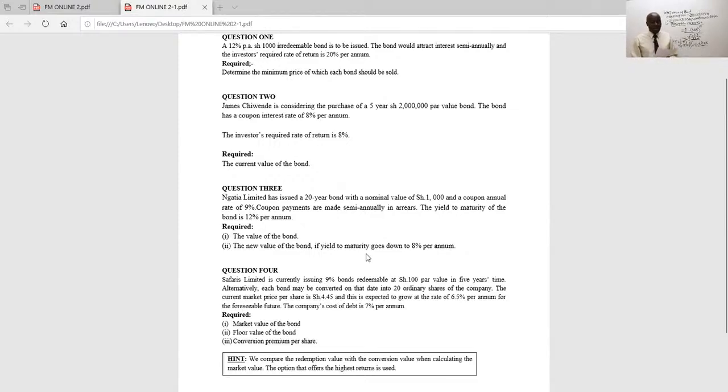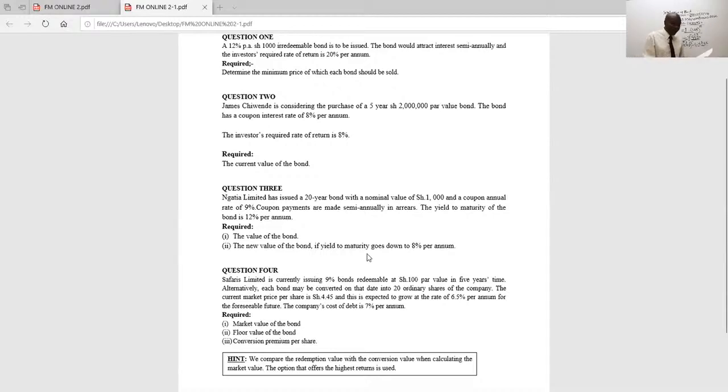Ngatia Limited has issued a 20-year bond with a nominal value of shillings 1,000 and a coupon annual rate of 9%. Coupon payments are made semi-annually in arrears. The yield to maturity of the bond is 12%. This yield to maturity is what I will be using as my cost of capital. So my cost of capital is 12% for a whole year.